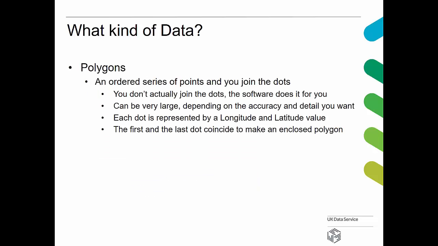So a polygon is an ordered series of points and you join the dots. In practice, you don't actually have to join the dots because the software packages that you're using will join the dots for you. They can be very large, normally depending on how accurate you want these outline shapes to be drawn in. Each dot itself represents a longitude and latitude value, just like a point that we've just seen. And the idea is when the first and last dot coincide as you join them up, you'll create an enclosed polygon on the map.